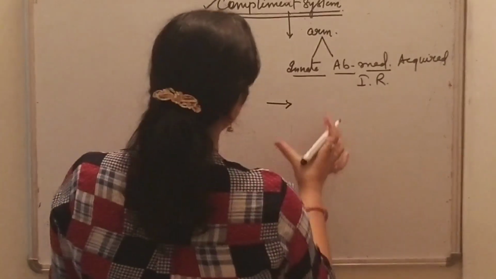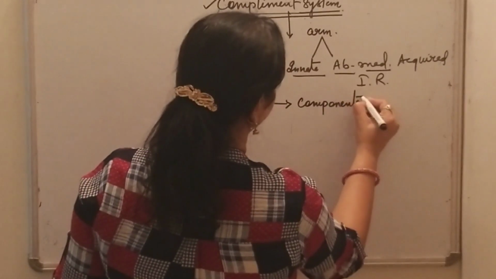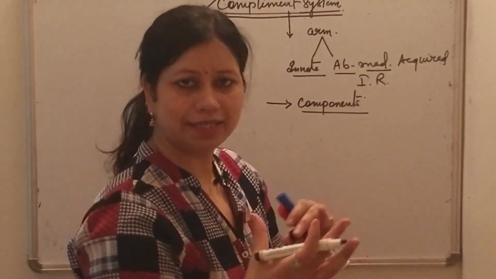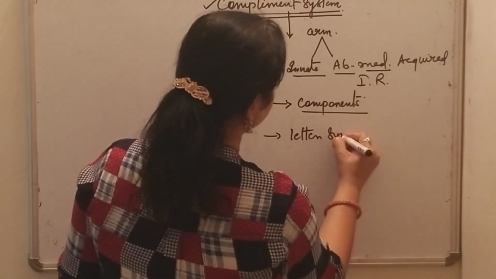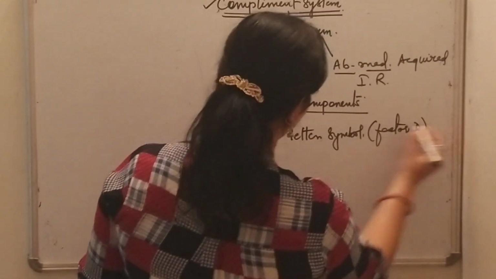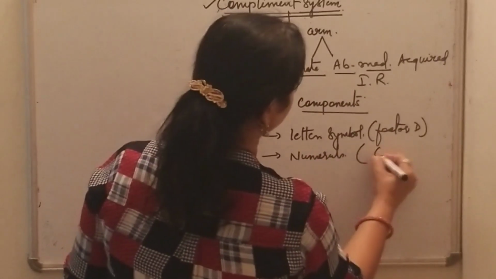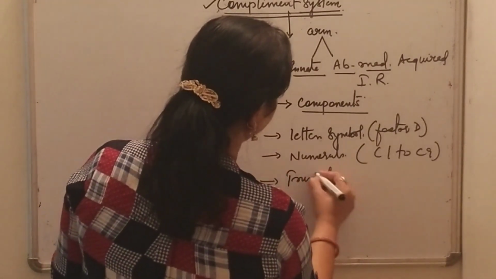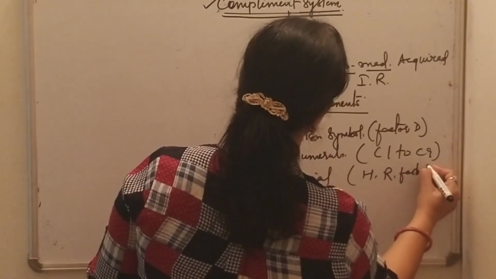Now I am going to discuss the complement components. Complement components or proteins are designated by letter symbols such as factor D, by numerals such as C1 to C9, and by trivial names such as homologous restriction factors.